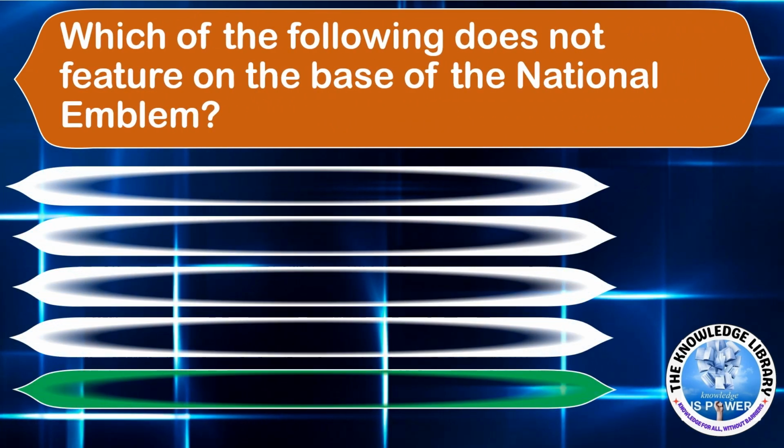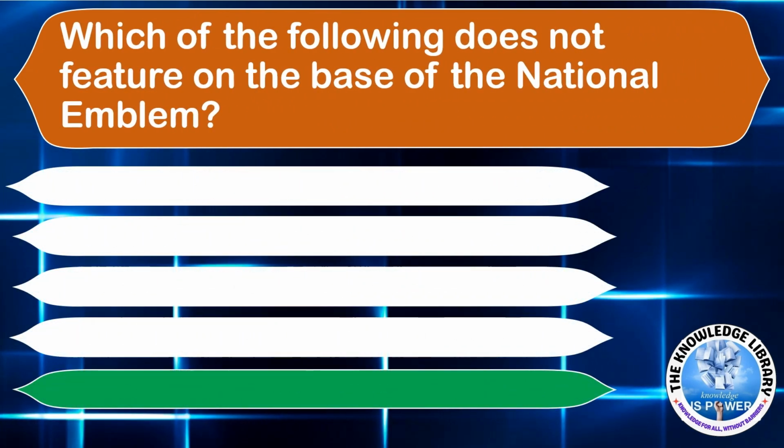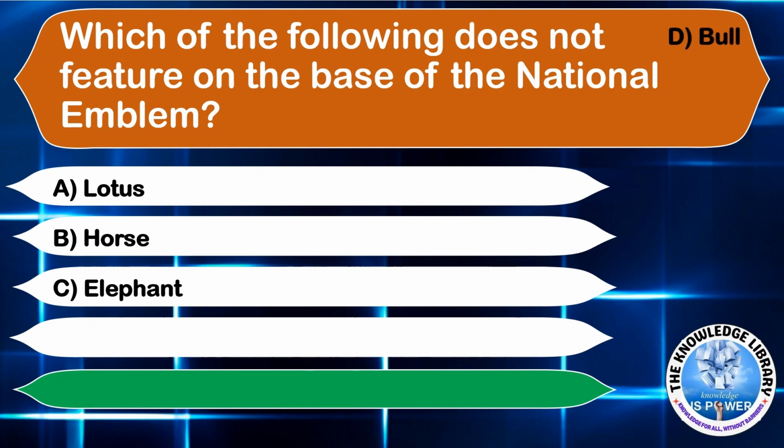Which of the following does not feature on the base of the national emblem? Option A, lotus. Option B, horse. Option C, elephant. Option D, bull. The correct answer is option A, lotus. Move to the next question.